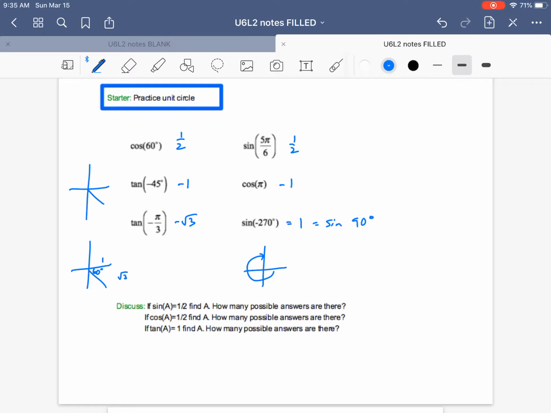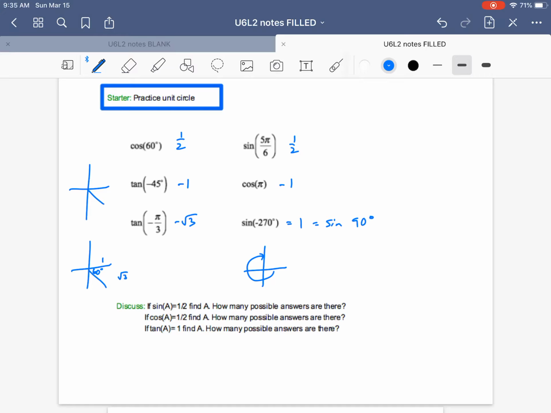Some discussion questions for you. If the sine of A equals a half, find A. How many answers are there to that? So how many angles have the sine equal to a half? Same thing for cosine. Same thing for tan. So we'll get into this a little bit more next unit, but it's good to think about how many possible answers there are. So I'll stop for a second, let you figure out what you think the answer to that is, and then you can come back and check this video.